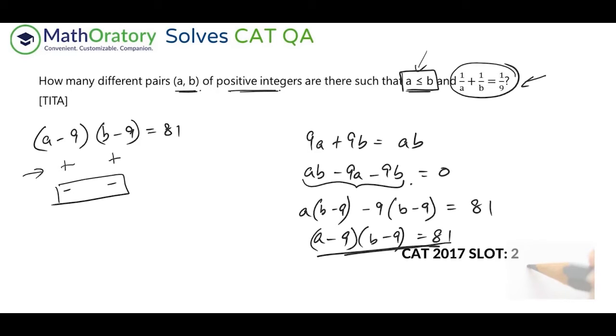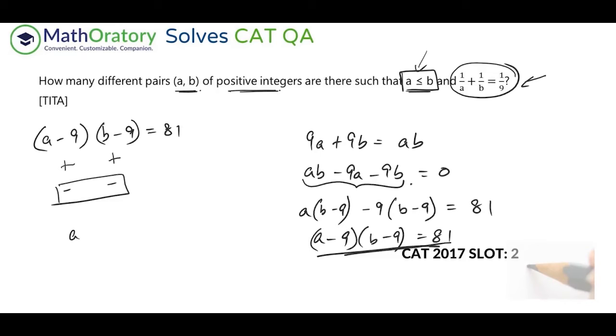The first case is easy to handle; this will always work out. If a minus 9 is positive, then a is definitely positive, so I don't have to worry about that. The only thing I'm concerned about is the negative case. Can it be allowed or not? So let us work on that. Suppose both are negative. What does that imply?